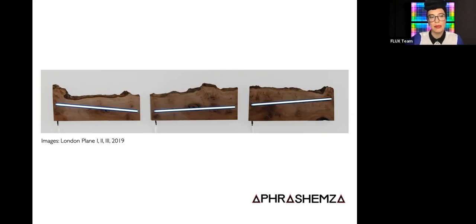So here we've got a piece of London plane, and it's got these lovely wany edges, and I felt like that to me was like a landscape in some ways. So using it horizontally and embedding technology in this way to create this horizon line felt really natural for me.